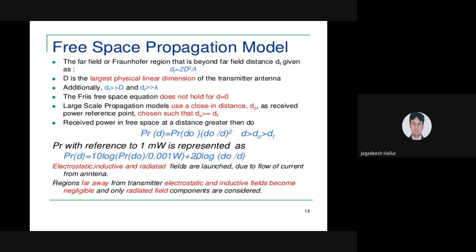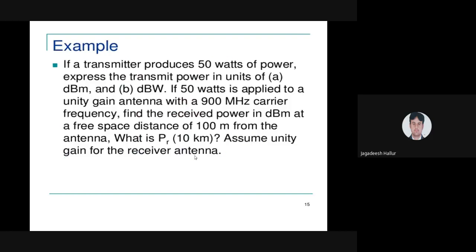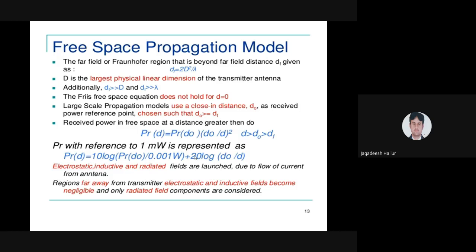These are the equations you have to write down, and now I will give you an example, which you have to solve. If a transmitter produces 50 watts of power, express the transmit power in units of dBm and dBW. Means you have to calculate this in decibel milliwatt and decibel watt. These are the two equations, the last equations I have given.